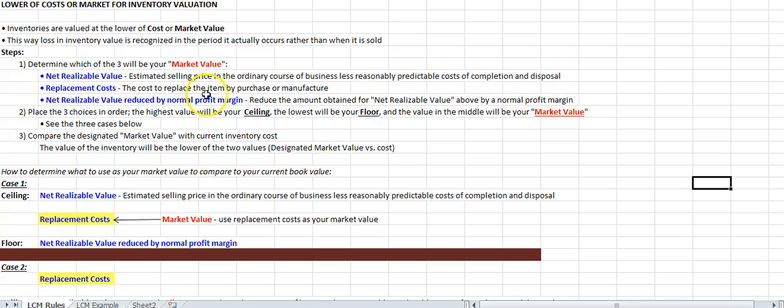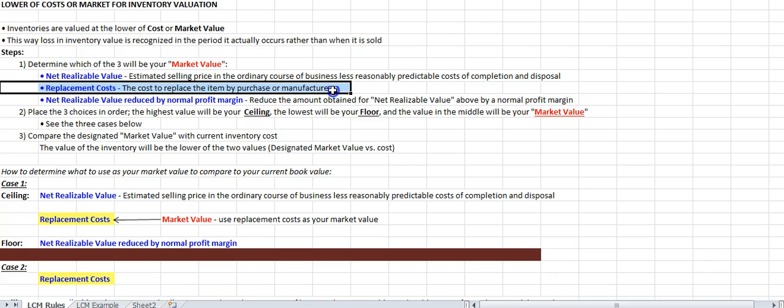Replacement cost, the cost to replace the item by purchase or manufacture, right? So that's the actual cost that inventory has in the market right now. Or net realizable value reduced by normal profit margin. Okay, so as you are going to see, this one is going to work sort of like a ceiling, and this one is going to work sort of like a floor. So if the replacement cost is somewhere in the middle of these two, then obviously you will use replacement cost as what you compare.